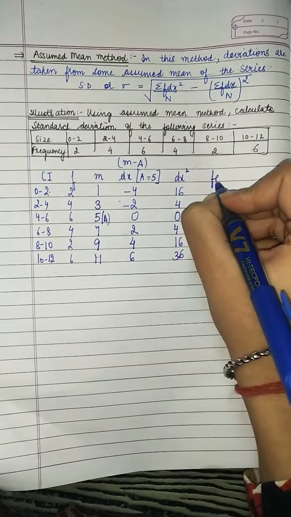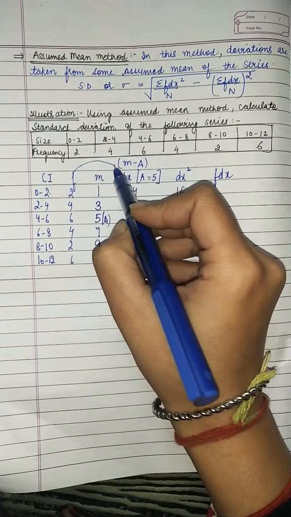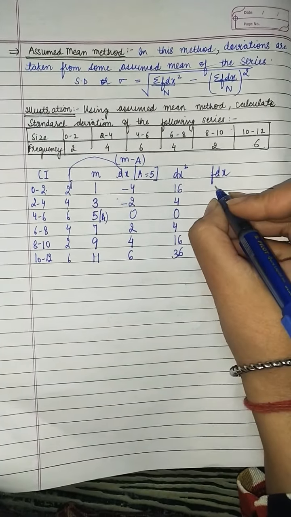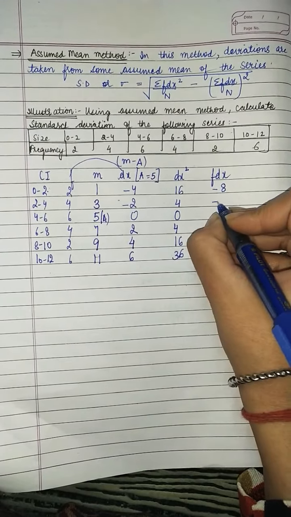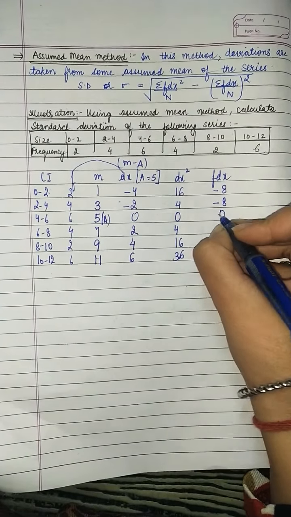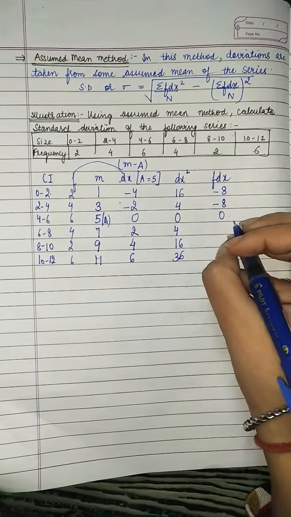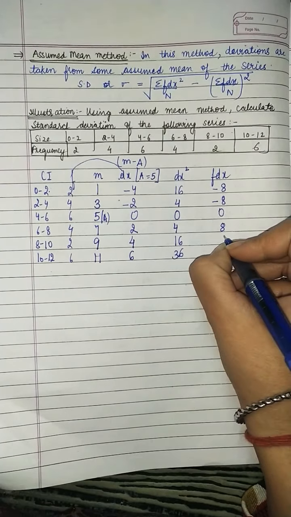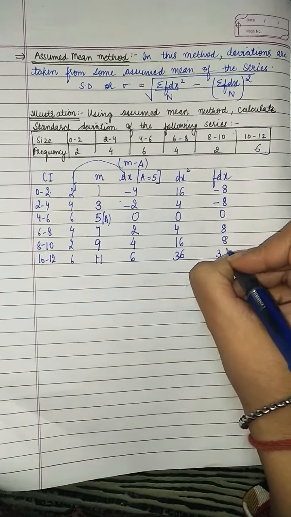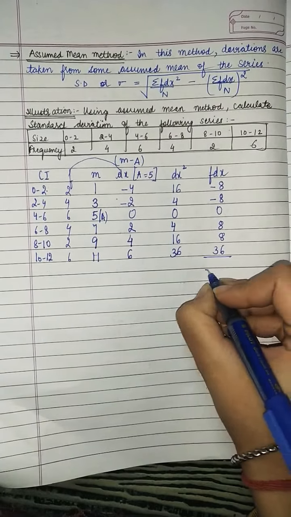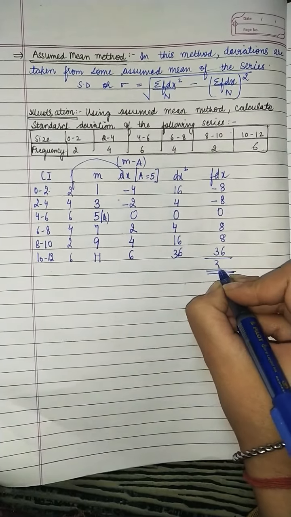Then we calculate f dx. Multiply f with dx. 2 into minus 4 is minus 8. 4 into minus 2 is minus 8. 6 into 0 is 0. 4 into 2 is 8. 4 into 2 is 8. 6 into 6 is 36. So we are having the total as 36.